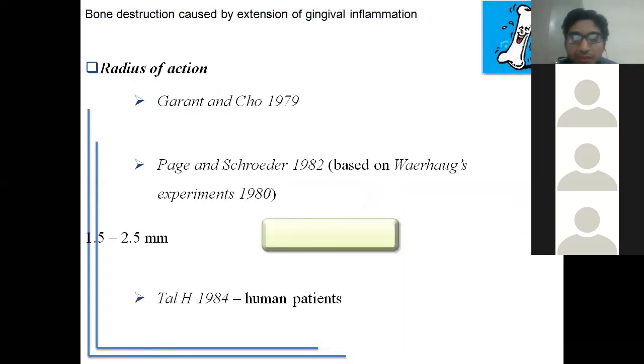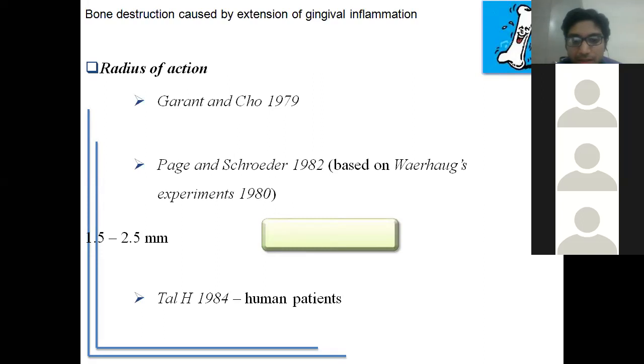So the most important factor which you should know is radius of action, right? The term radius of action was given by Garant and Cho in 1979. Later it was modified by Page and Schroeder in 1982 based on Waerhaug's experiment. There are two experiments given in trauma from occlusion, which I already told: first, Glickman's concept and Waerhaug's concept. So the radius of action is dependent on Waerhaug's concept.